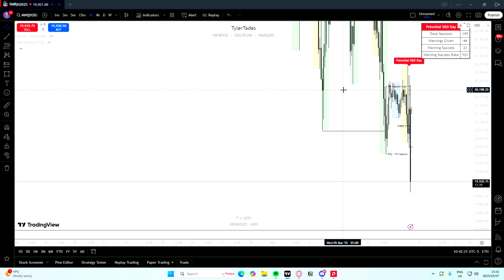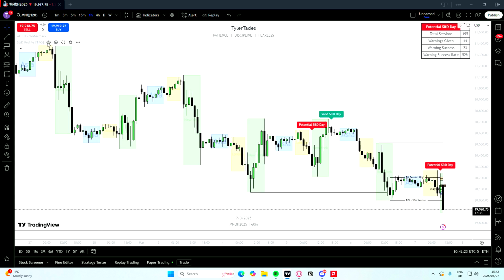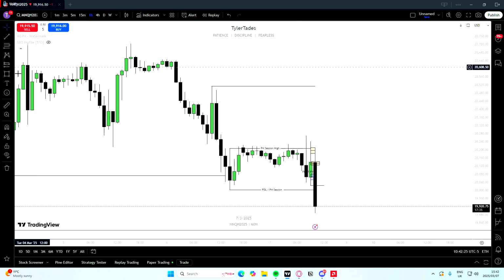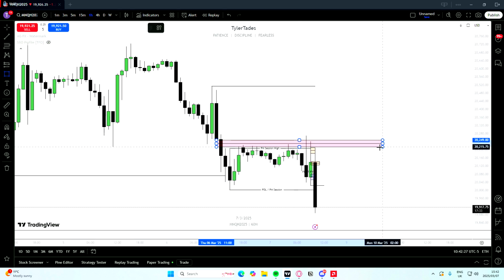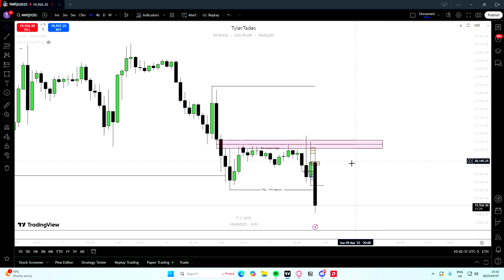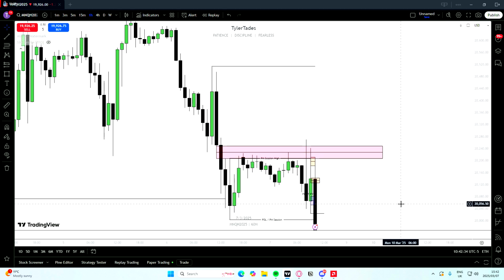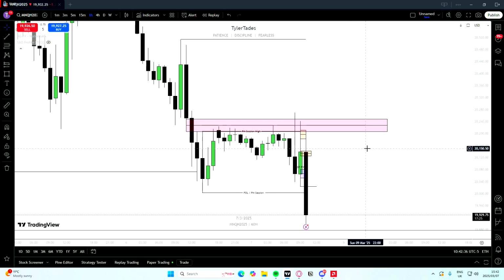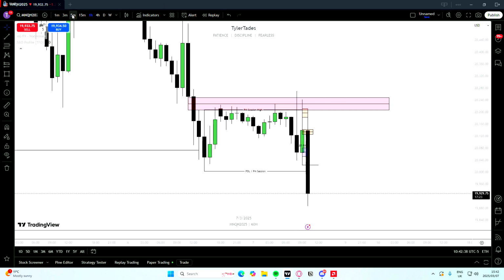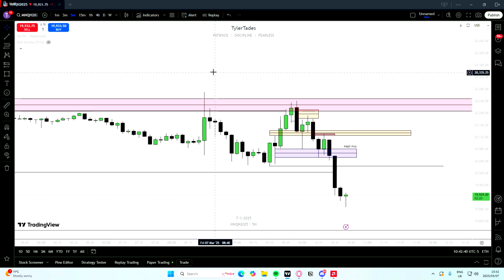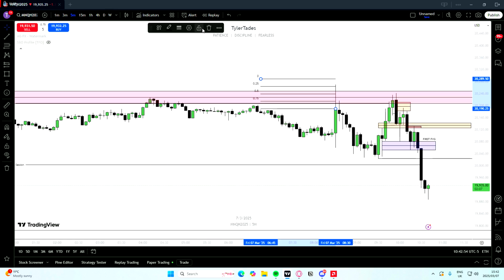Now, on top of all of this, and I'm going to get back into this setup in a second, but on the 1 hour, we had this hourly fair value gap that we'd been respecting. So I used this on top of, so this is the data highs and lows.